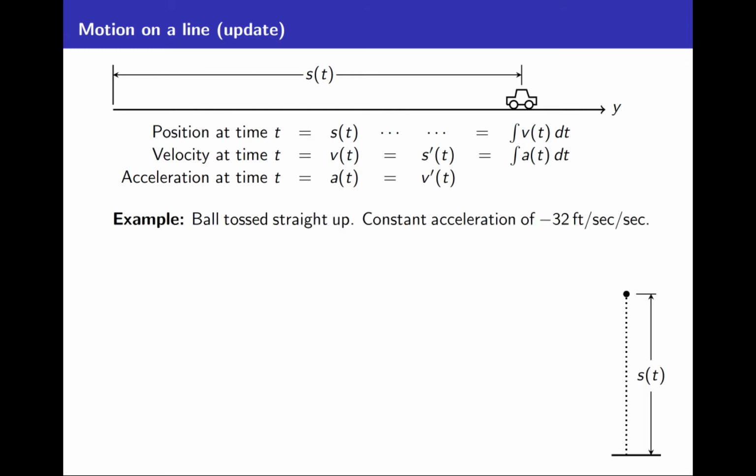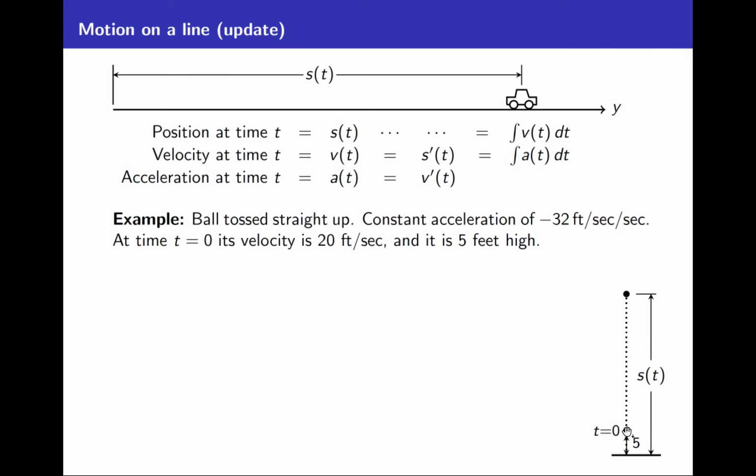Let's take an example of this. Imagine a ball is tossed straight up, like in this picture. Straight up, and it has a position function of s of t. It has a constant acceleration of minus 32 feet per second, which is the acceleration due to the pull of gravity. And let's say that at time t equals 0, the initial velocity is 20 feet per second, and also that ball is 5 feet high. So right here at time t equals 0, it's 5 feet high.